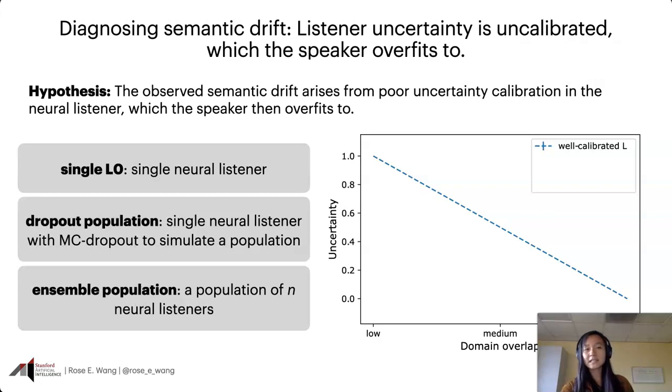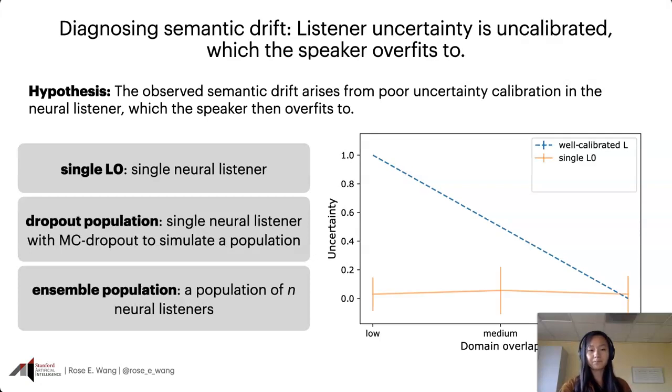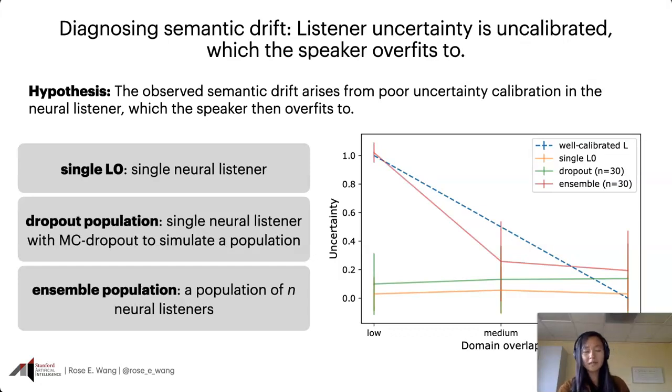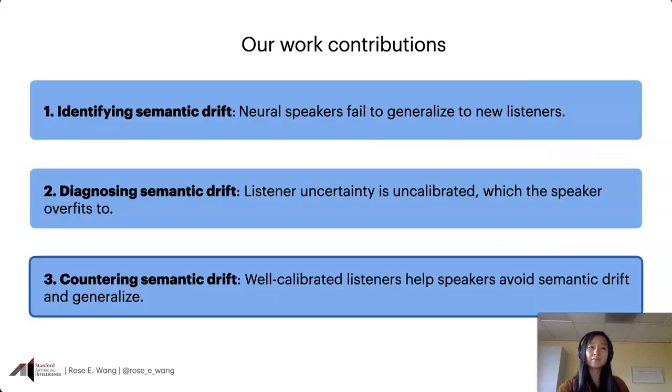To test this, we consider three different listeners: single L0, which is similar to the setup done in prior work, then two population-based listeners, which either use dropout or an ensemble of listeners. We see that, as hypothesized, the single listener is poorly calibrated. Somewhat surprisingly, so are the dropout-based population listeners. And finally, for ensemble-based populations, we see that they do show better calibration and are closer to the idealized listener.